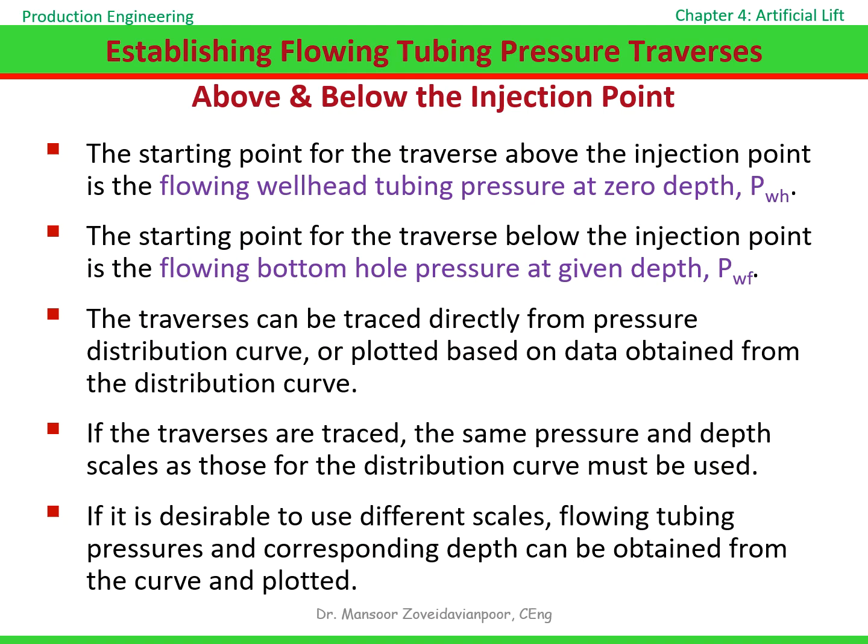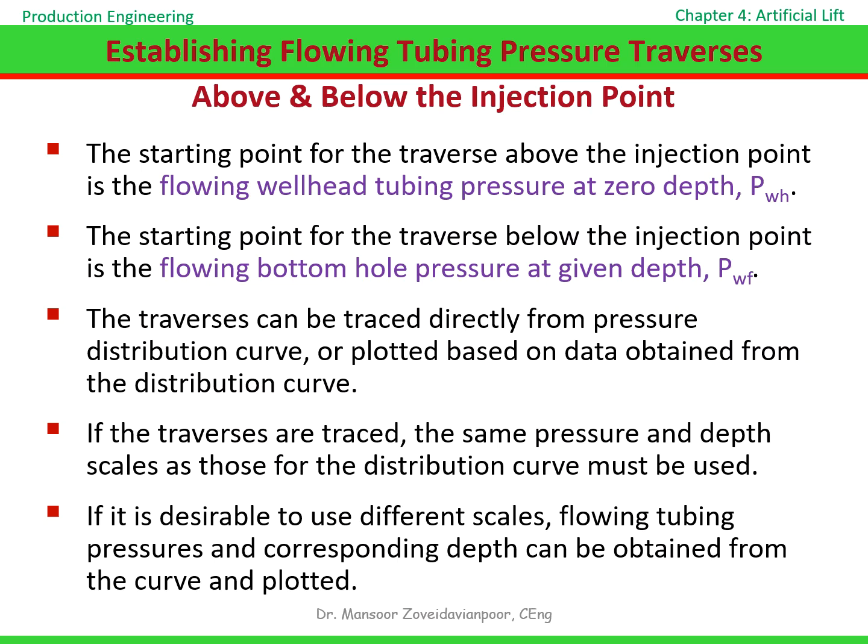To determine the injection point accurately, we need two pressure traverses. The traverse above the injection point starts from the flowing wellhead pressure, PWH. The traverse below the injection point starts from the flowing bottom hole pressure, PWF. These traverses can either be traced directly from pressure distribution charts or plotted using data extracted from those charts. Once both traverses are established, we can identify where the pressure profiles meet the gas lift operating conditions and complete the design.